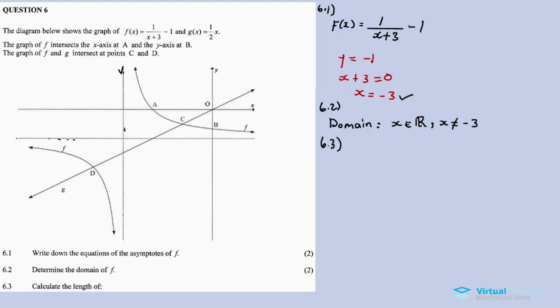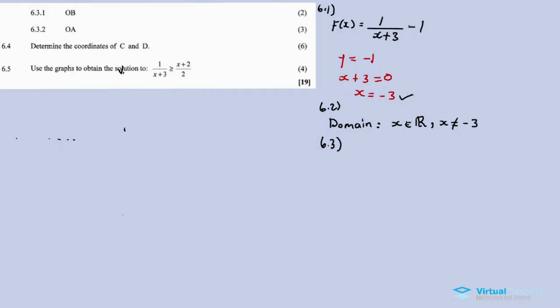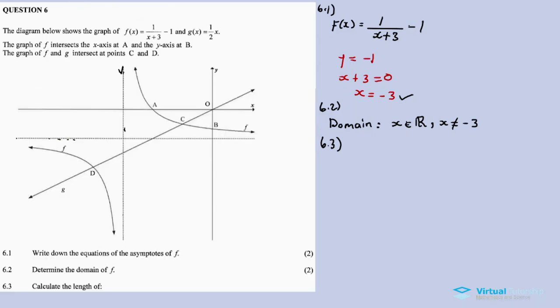6.3: Calculate the length of OB. Second question, OA. So 6.3.1 is to calculate OB, and 6.3.2 is to calculate OA. Okay, let's see. 6.3.1 is for OB, right?